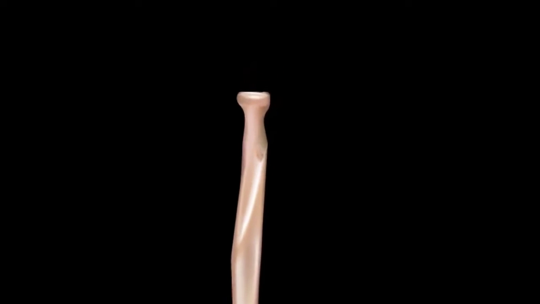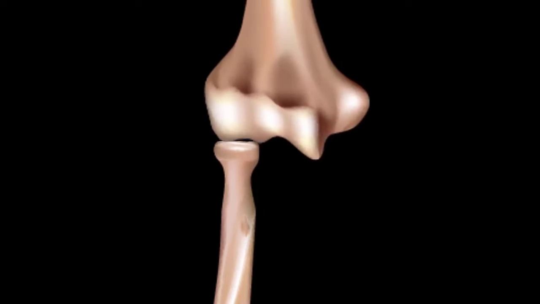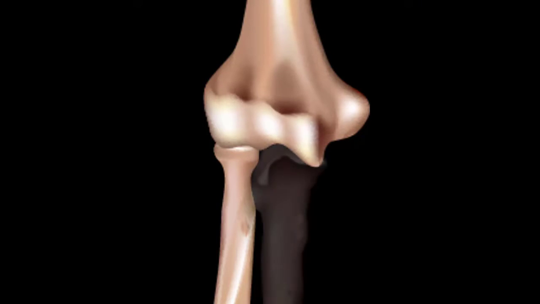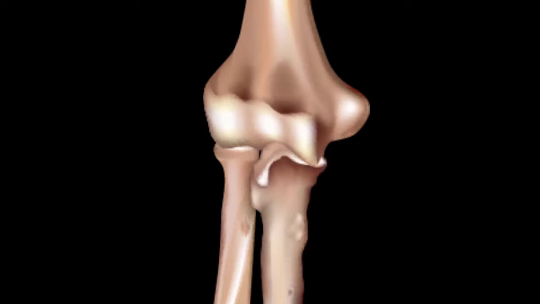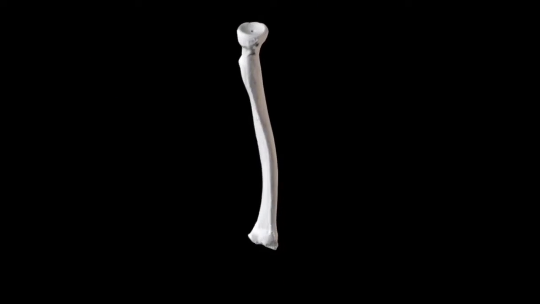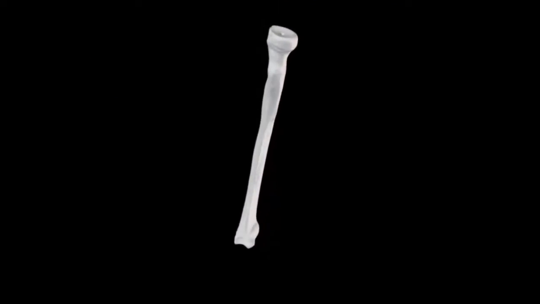The small depression on the surface of the head articulates with the capitulum of the humerus as part of the elbow joint, whereas the smooth outer margin of the head articulates with the radial notch of the ulna at the proximal radial-ulnar joint. The neck of the radius is a narrowed region immediately below the expanded head.